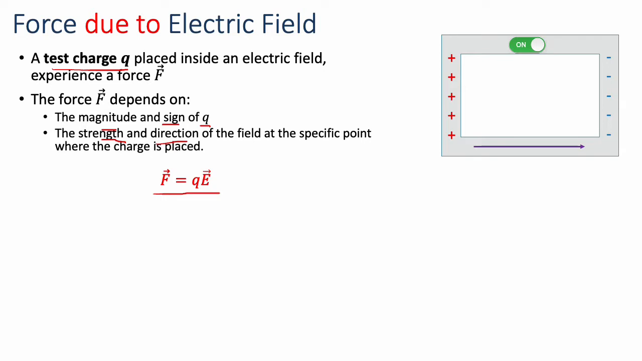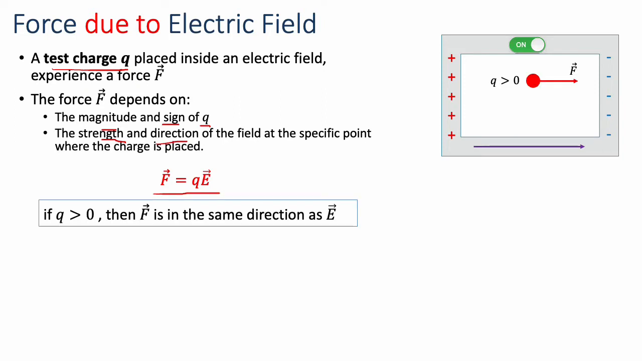Let's see if this definition applies to what I did in the previous section: that the force on a positive charge is in the same direction as the field, and on a negative charge it is in the opposite direction to the field. I take first the case where Q is positive, so the test charge is positive. If Q is positive, this equation means that F and E are in the same direction, and that's what I want. So this actually fits my need: when Q is positive, the force on it should be in the same direction as the electric field.